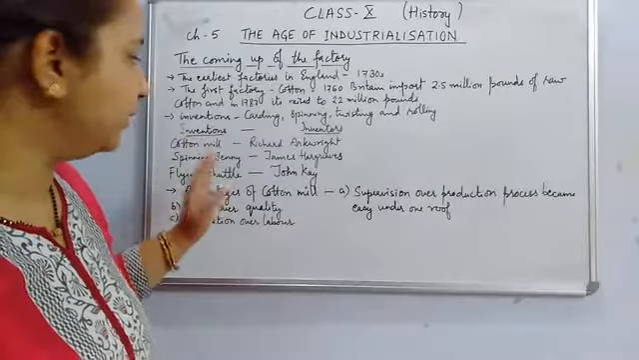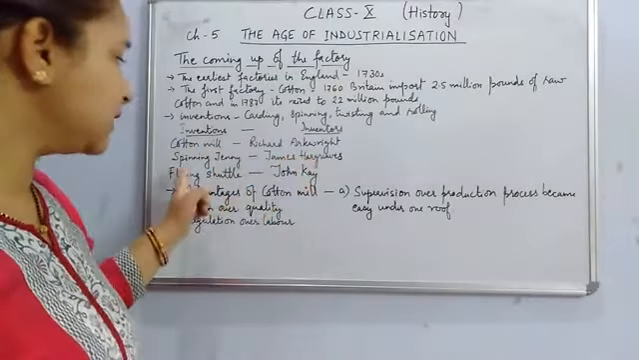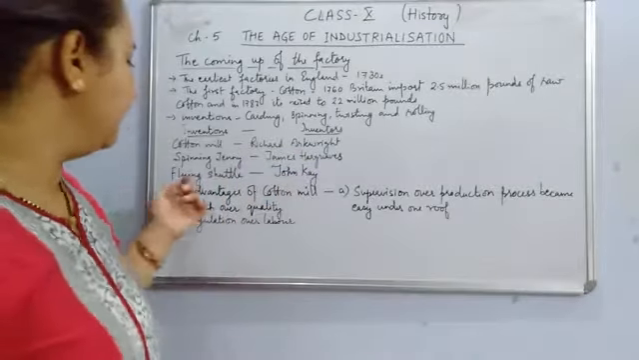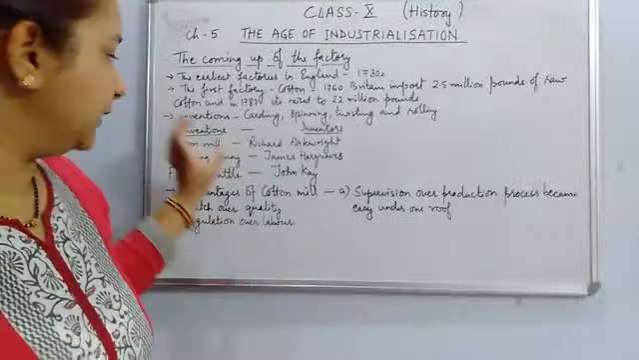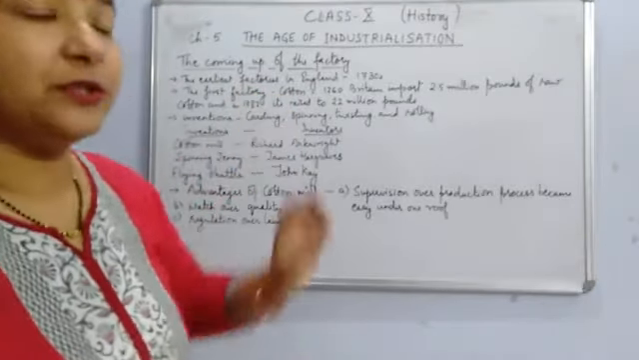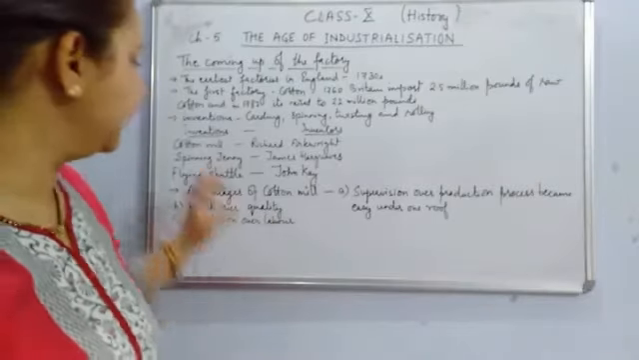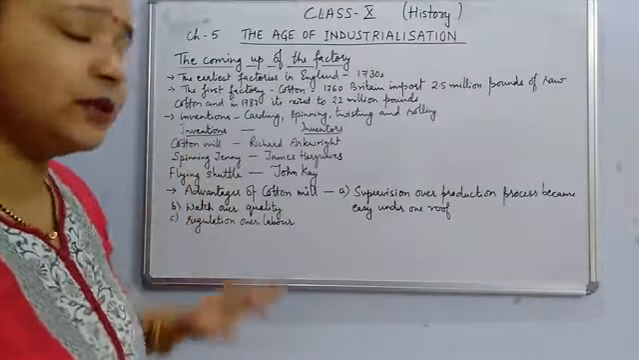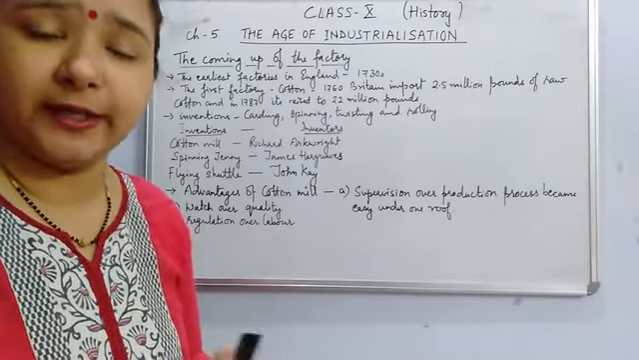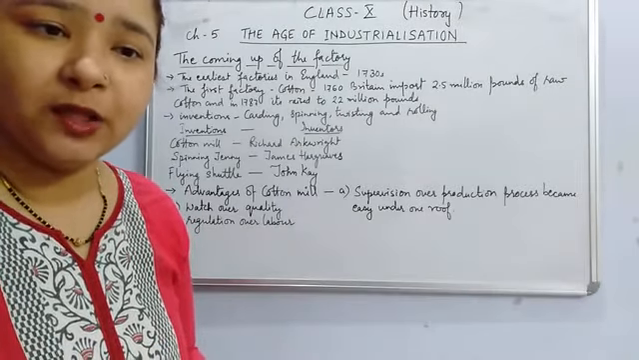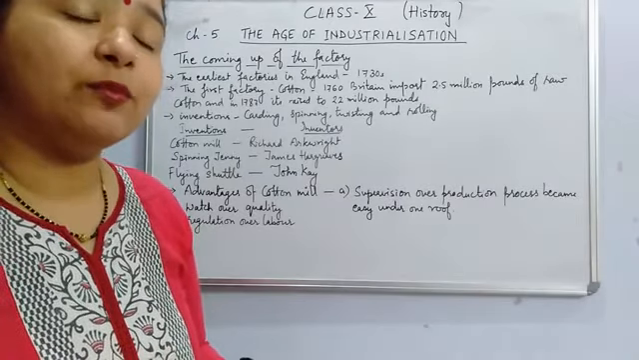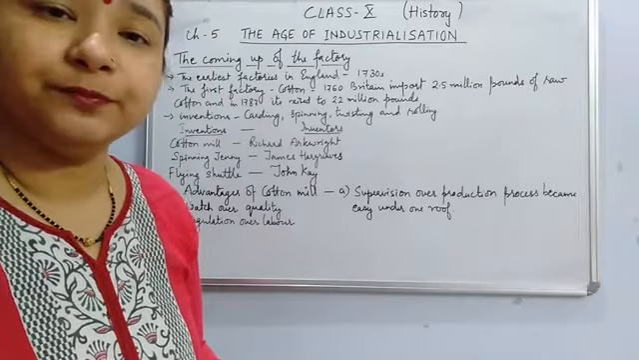First cotton mill was made by Richard Arkwright. Spinning jenny by James Hargreaves. Flying shuttle, John Kay. These are the inventions which are best suited to the textile industries. And due to these inventions, the production of textile became quite easy. It was saving time. It started giving more finished goods, right?